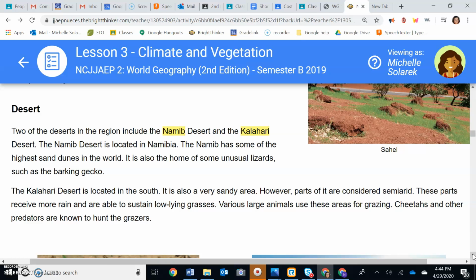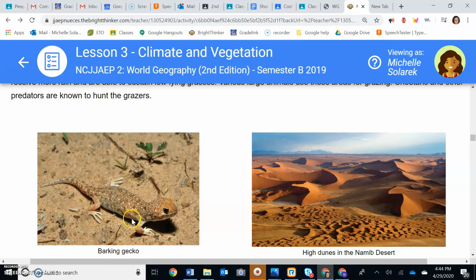So it's home to the barking gecko. I never heard of a barking gecko, but I guess a barking gecko sounds like a dog. I don't know, but I have a picture of one right down here. See, there's the barking gecko. He's just a little guy. He's kind of cute when you look at his eyeballs.